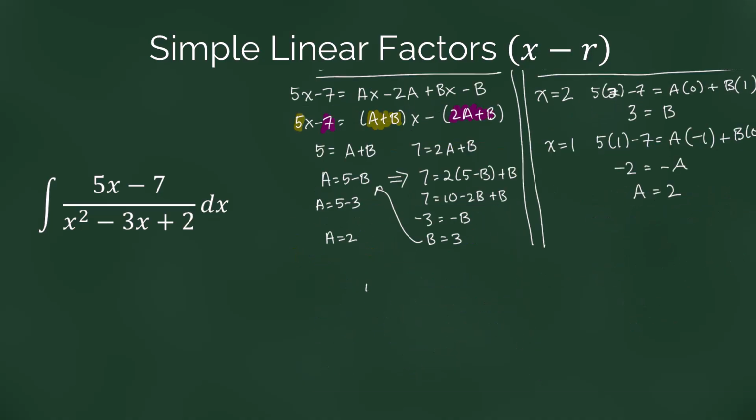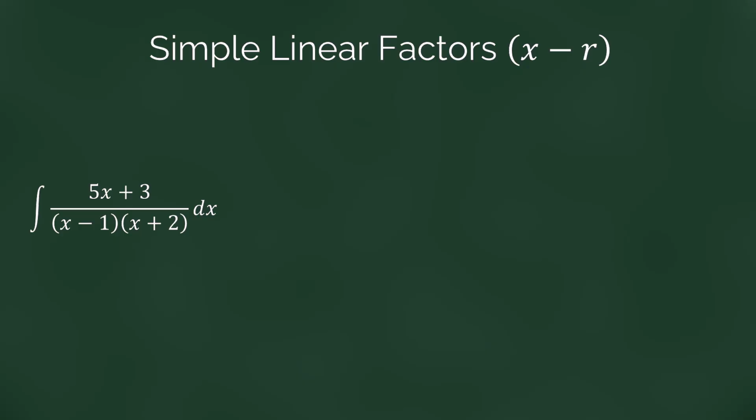And so now we know, looking back at our original expression, that (5x minus 7) over (x squared minus 3x plus 2) is equal to 2 over (x minus 1) plus 3 over (x minus 2). Let's try another example now, starting from the beginning and working it all the way through to finding the antiderivative.